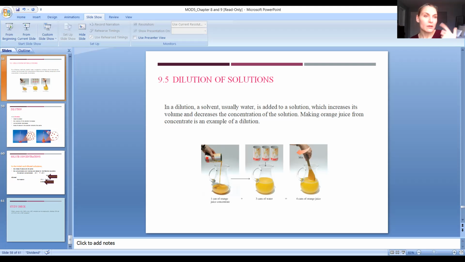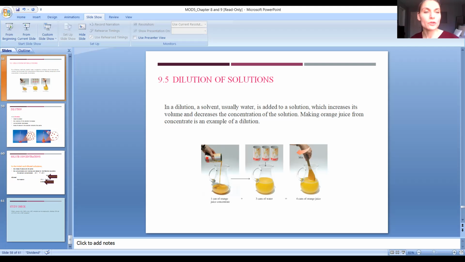Here we use a can of orange juice. We're going to add water to it, and when you mix it together, you end up with a different solution. It's not going to be as heavily concentrated, but you'll end up with a dilution of your concentration. If we added 3 cans of orange juice, it would be more concentrated, but if we added more water, it would be more dilute.